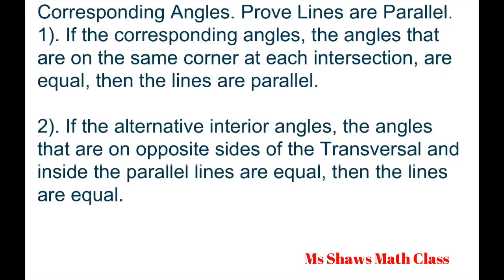Everyone, in this video we are going to solve for x to show that lines are parallel, or prove lines are parallel. So basically, for corresponding angles, which are the ones on the same corner at each intersection, if they're equal or congruent, then the lines are parallel. If alternate interior angles, the angles on opposite sides of the transversal and inside the parallel lines, are equal, then the lines are parallel.